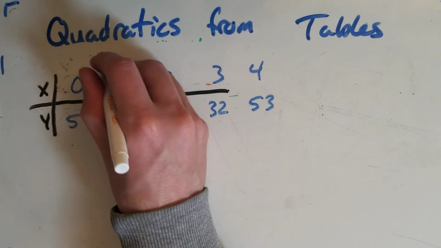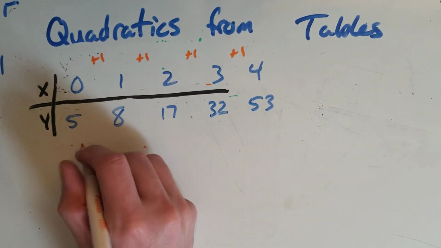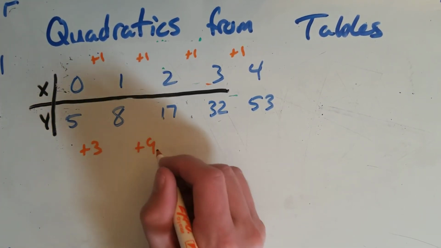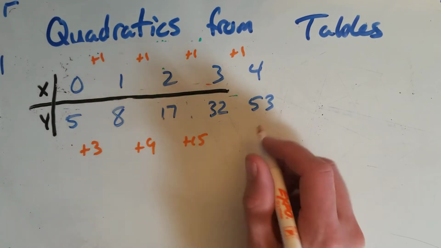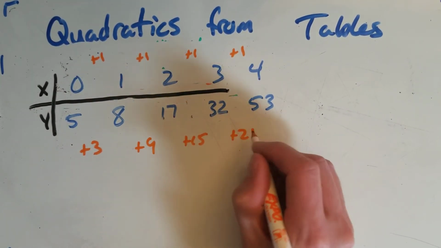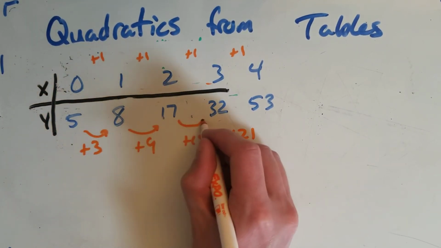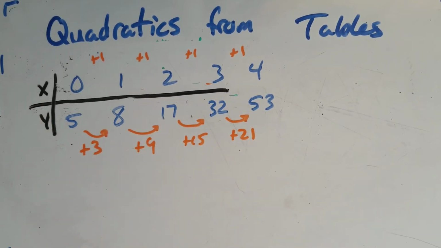Alright, so we go up by 1 in all of our inputs. So let's check the first difference. First difference is +3, +9, +15, and then +21. That is our first difference here. So clearly the first difference is going to tell us that we are not a linear function.